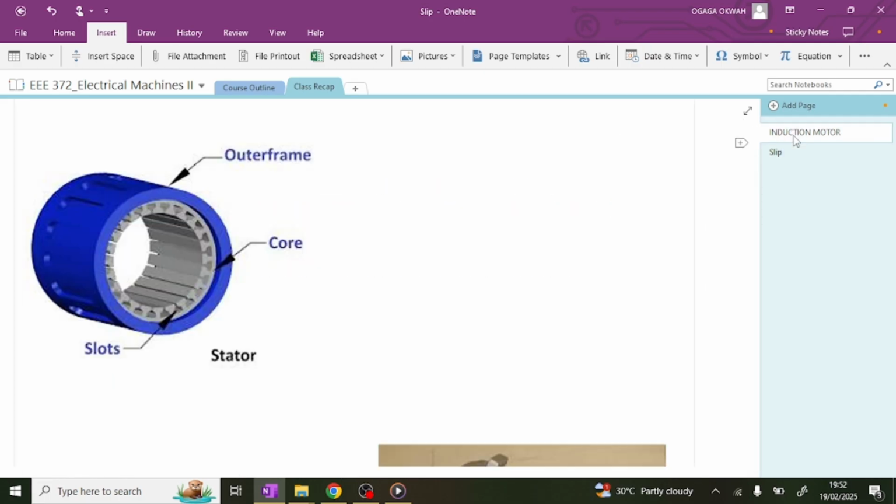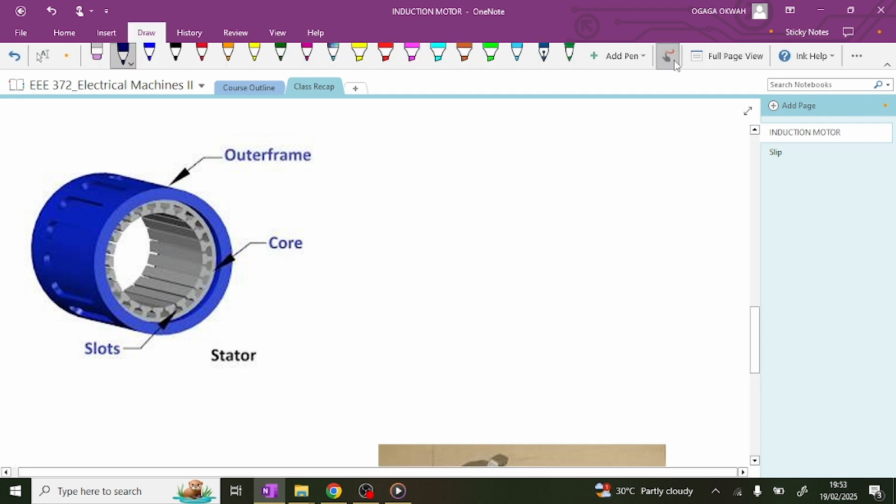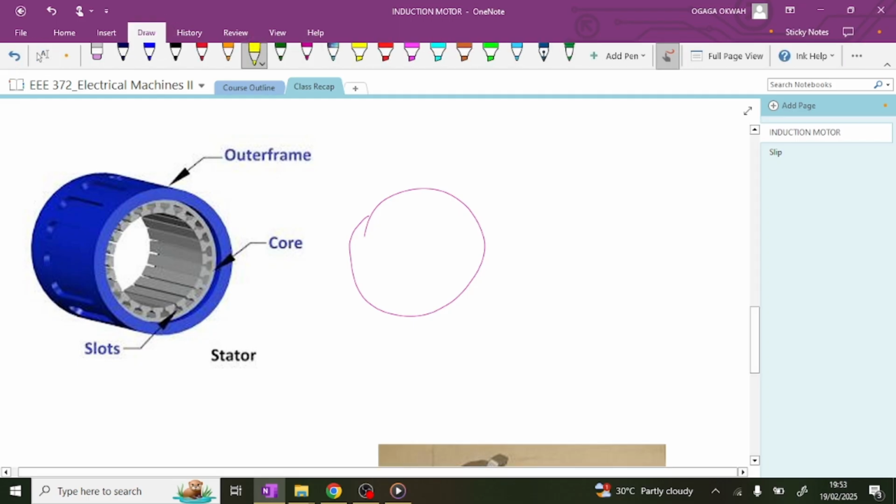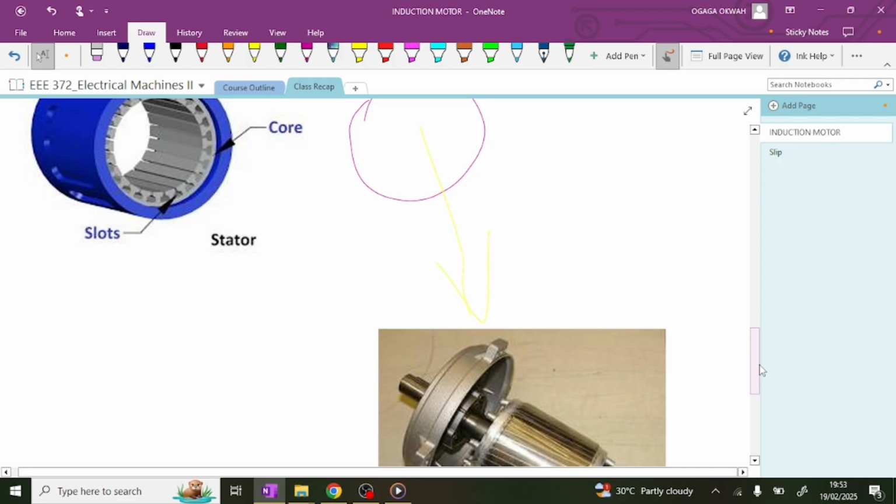The speed of the magnetic field here, like I said in the last video, this guy is stationary. The stator is stationary, but when it receives three-phase supply, it produces a rotating magnetic field. This rotating magnetic field induces EMF on our rotor.